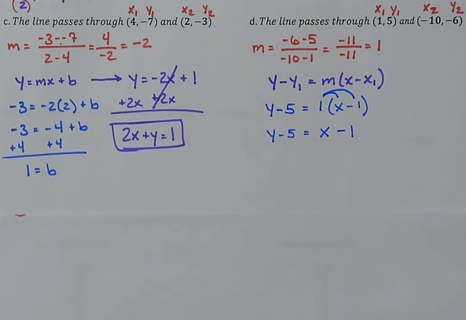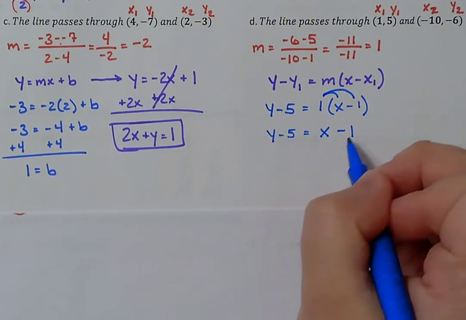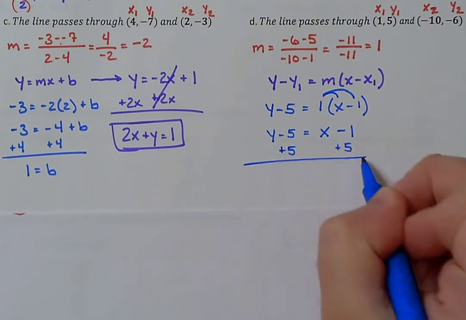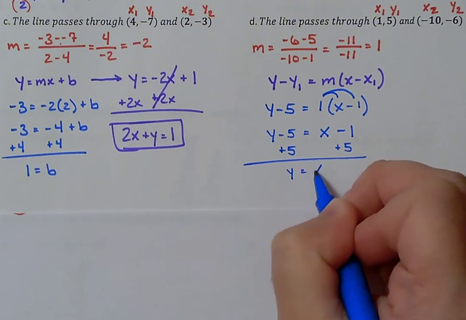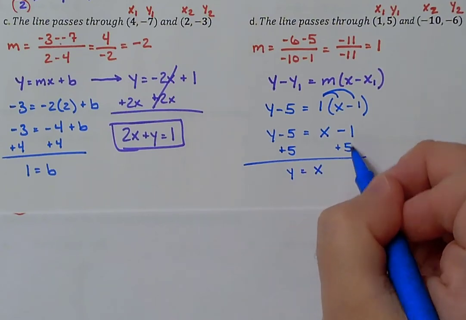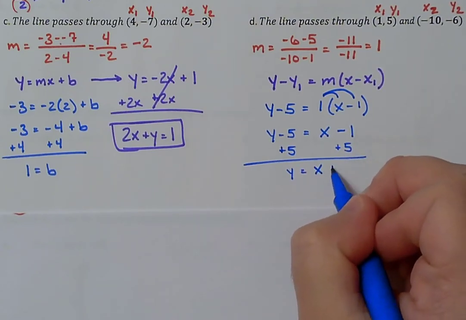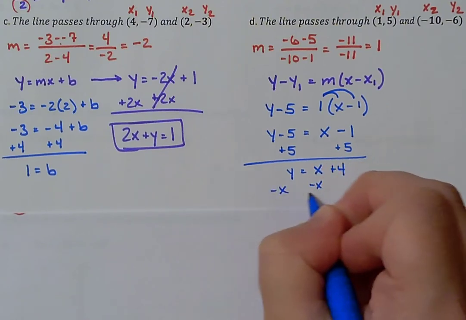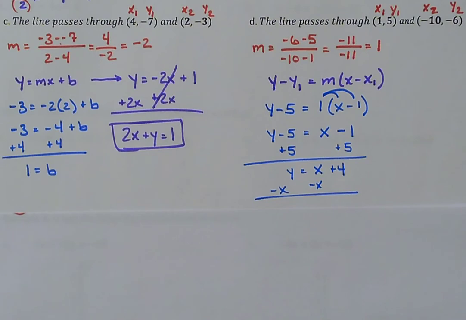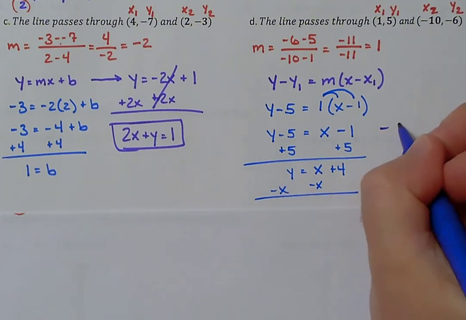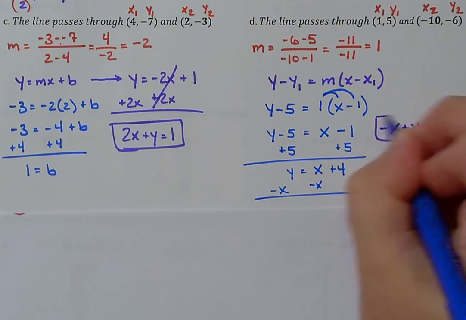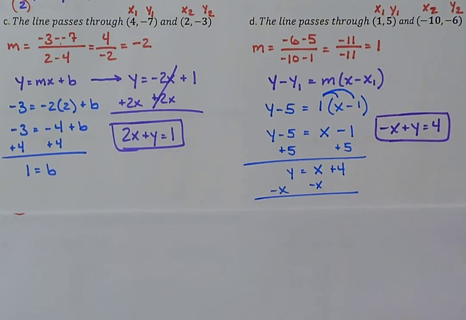Your next step from here is we need to add this 5 to the right. So I get y equals x, and then negative 1 plus 5 is going to be plus 4. And all I have to do is subtract the x to the left, and we end up with negative x plus y equaling 4. And that is our answer.